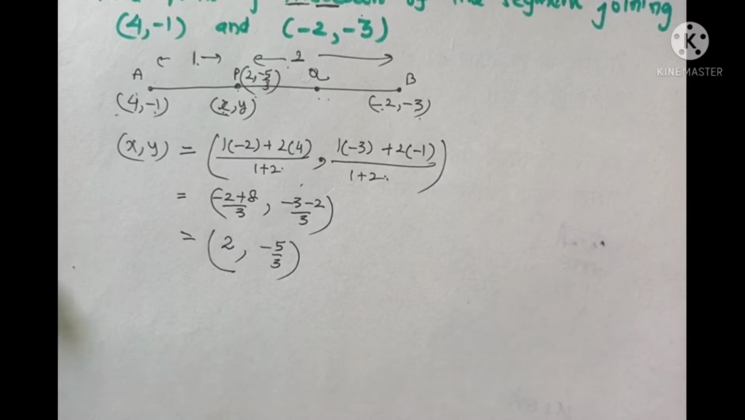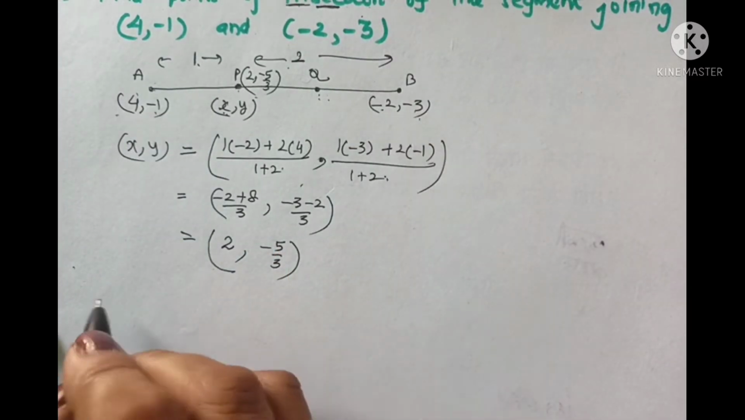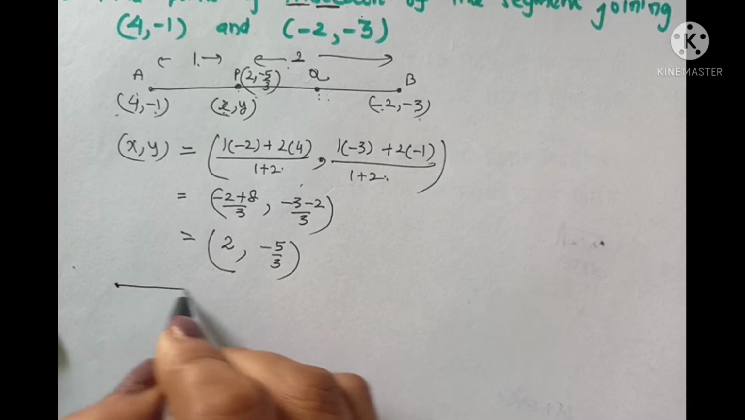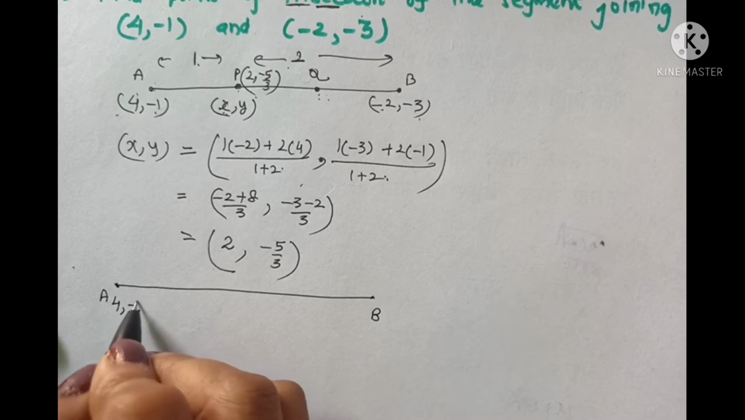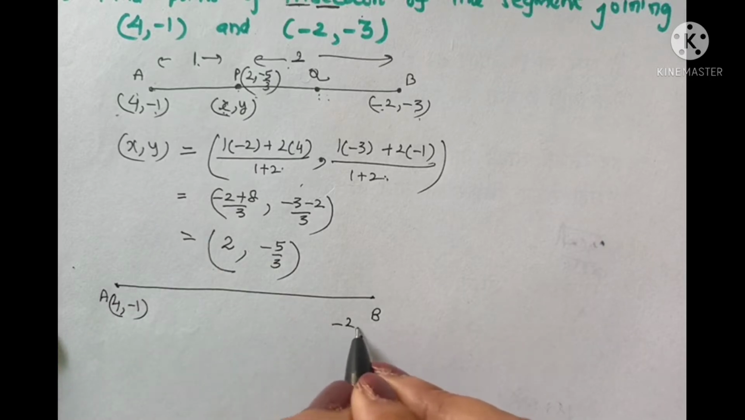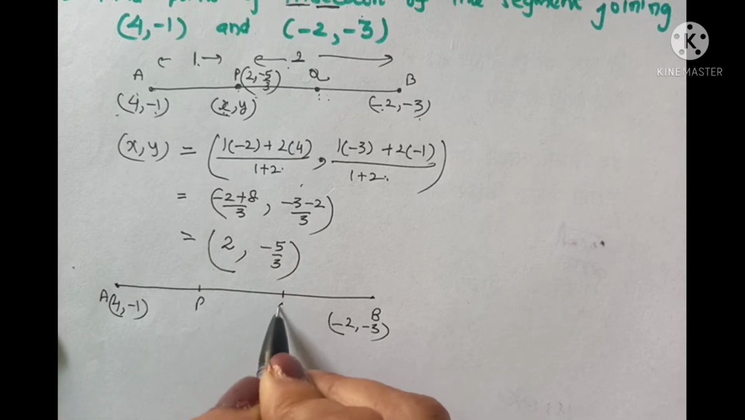The first method is that I take AQ as 2 parts and BQ as 1 part, and I would suggest you draw the rough figure again. It would hardly take a few seconds, but your chances of mistakes become much lower than if you do everything in a cluttered way. So this is point P, this is point Q.